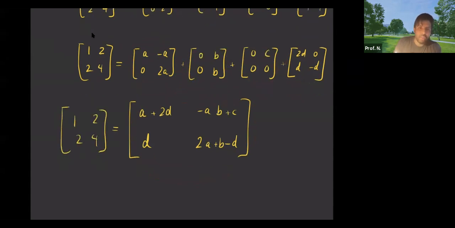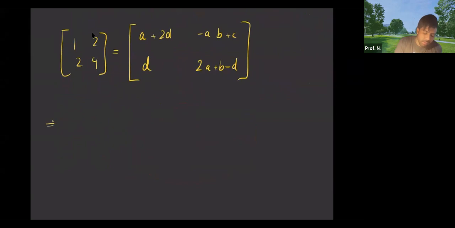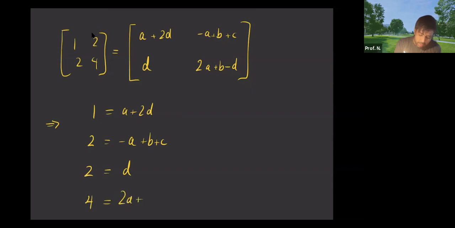And then don't I know that each of these components has to be the following? 1 has to equal a plus 2d. And then 2 has to equal negative a plus b plus c. And then 2 has to equal d. And then 4 has to equal 2a plus b minus d. And this is a simple example. 2 is already equal to d, so you can plug this in and so forth.